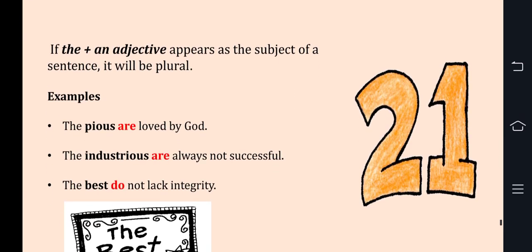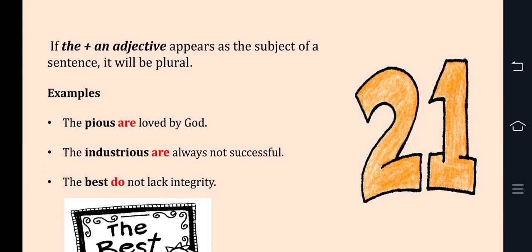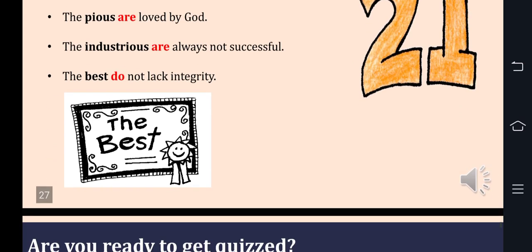Now, rule number 21. If "the" plus an adjective appears as the subject of a sentence, it will be plural. The pious are loved by God. The industrious are not always successful. The best do not lack integrity.